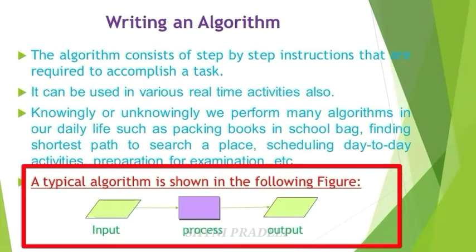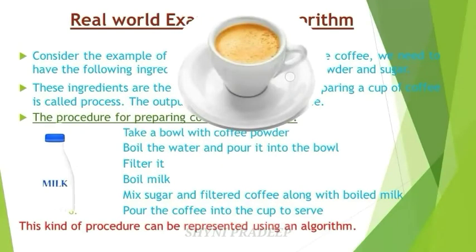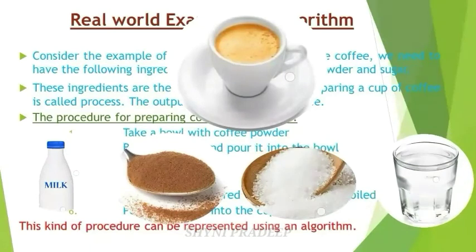In a computer, a typical algorithm has input, process, and output. The computer accepts the input, processes that input, and produces the output based on it. Now let us see one real-life example. Suppose you want to make a coffee. What ingredients are needed to make a coffee? Milk, coffee powder, sugar, and water. So we take these ingredients as input.